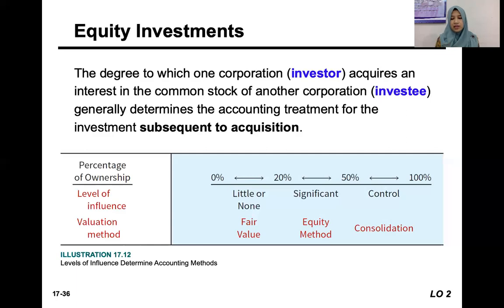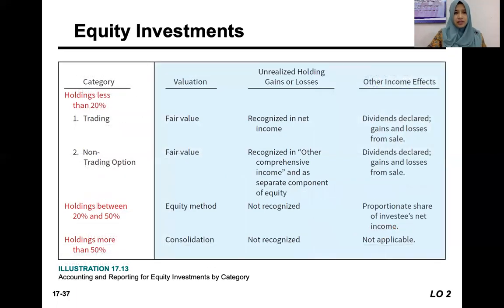We'll discuss each method. So when it is above 50%, we become the parent company of the investee company. The investee becomes the subsidiary, and the investor becomes the parent company. So they have to consolidate, which means they have to combine the financial statements at the end of the accounting period.